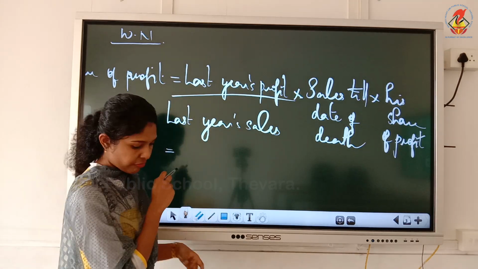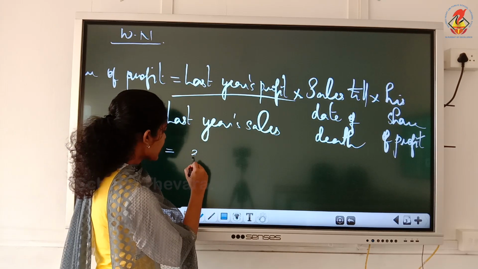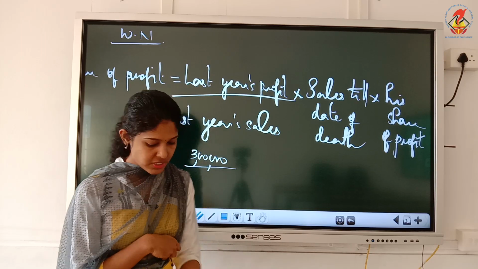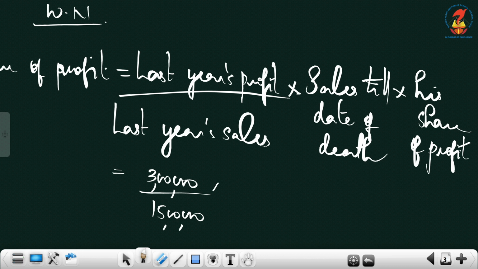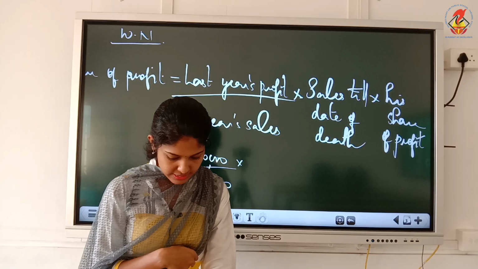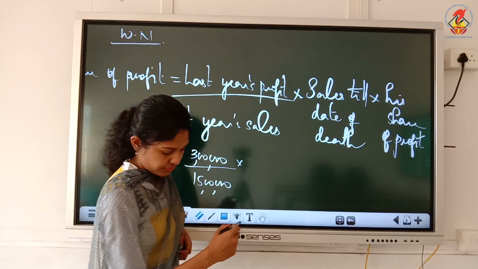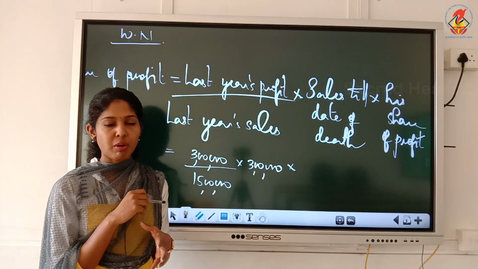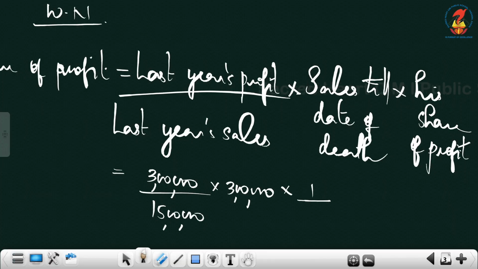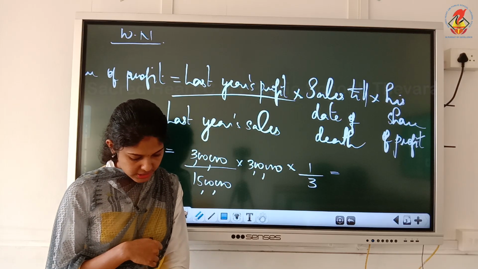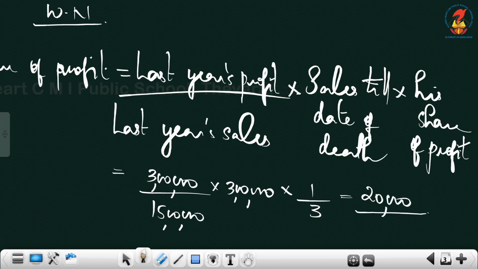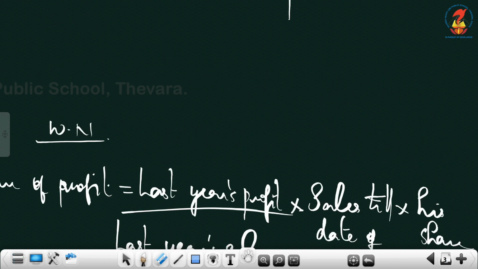So, now we will just substitute figures. Last year's profit is given as 3 lakhs divided by last year's sales, which is given as 15 lakhs, into sales till date of death. Sales till date of death is 3 lakhs into his share of profit. His share of profit means the proportion that you have to take, which is 1 by 3. Okay, so now you do the calculation. The amount is 20,000. So, that is the deceased partner's share of profit.